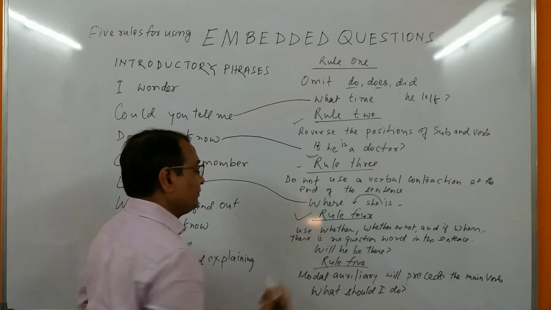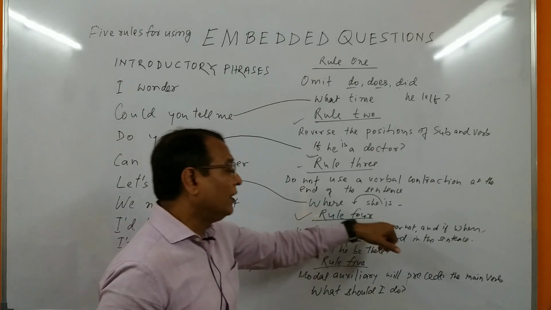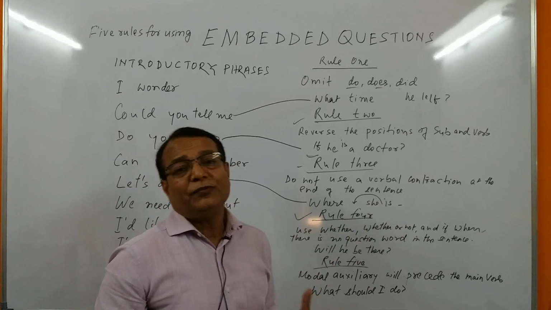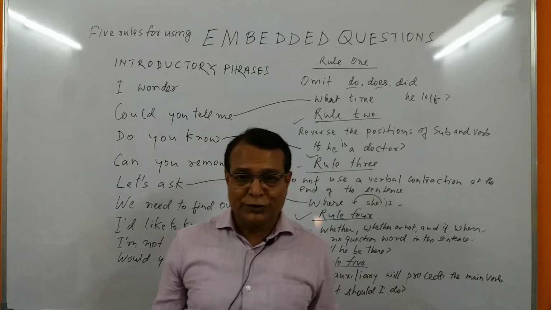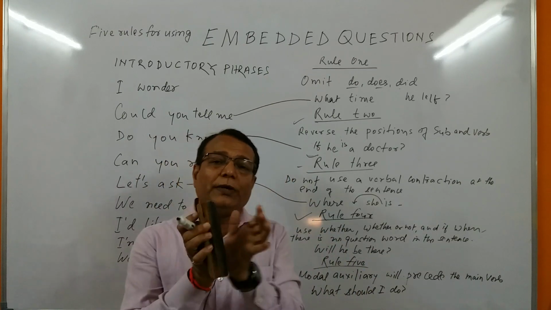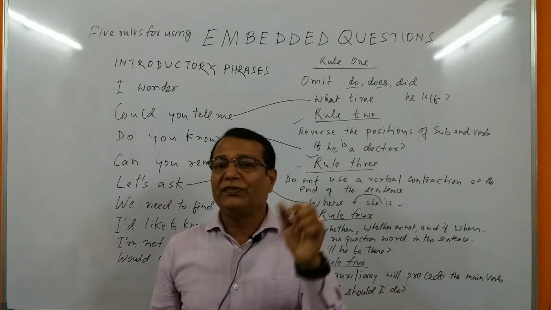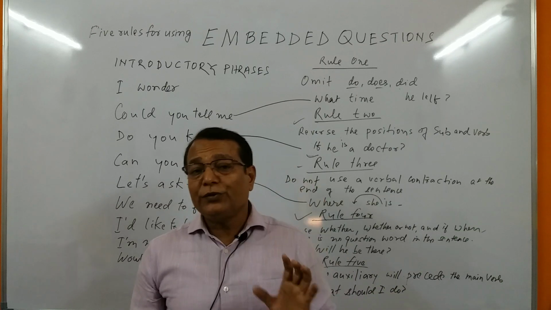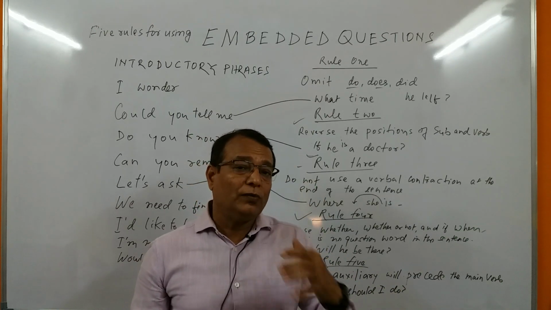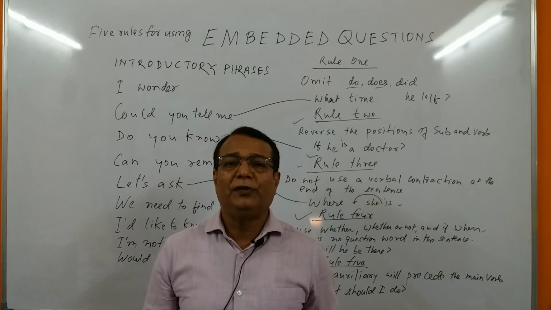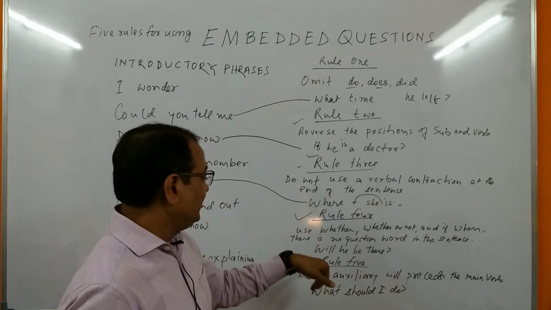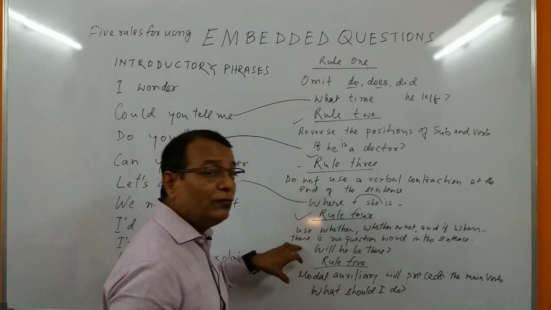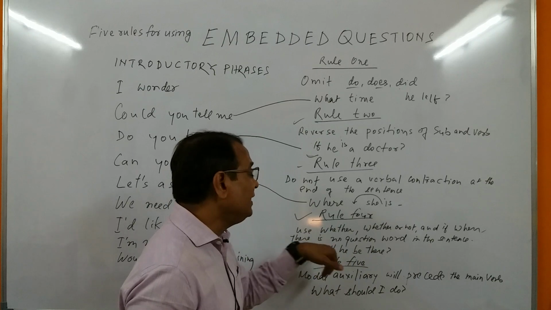Rule number 4: use whether, or not, and if when there is no question word in the sentence. There are so many types of questions, but normally there are two categories. One, questions we start with question words like who, why, where, what, when, how. The other question type is the yes-no question type. Normally when you ask, people say yes or no. Look at this example: the direct question is "Will he be there?" There is no question word here.